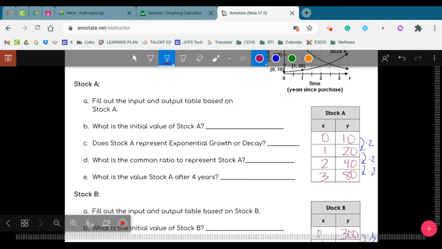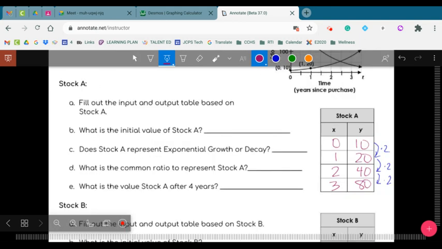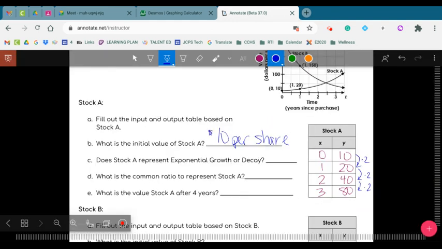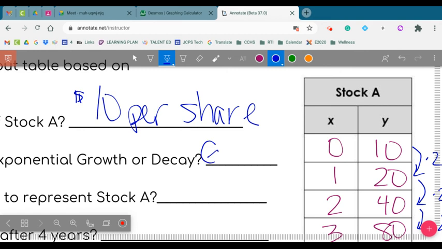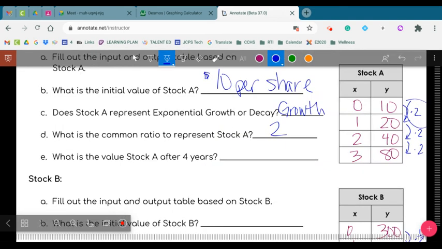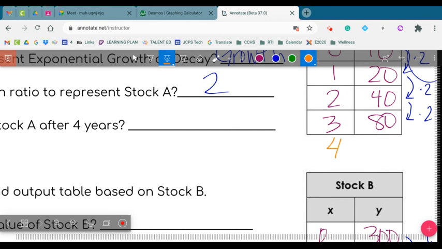Okay, let's go answer our questions. Initial value of stock A is $10 per share. Stock A is growth. Our common ratio was the 2. And after 4 years, multiply this by 2, we'd get $160 per share.